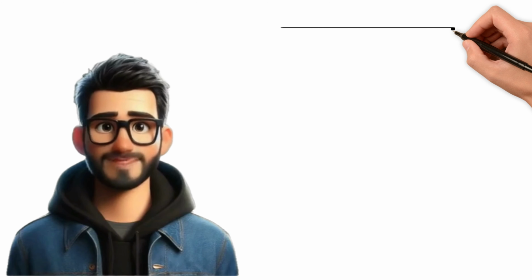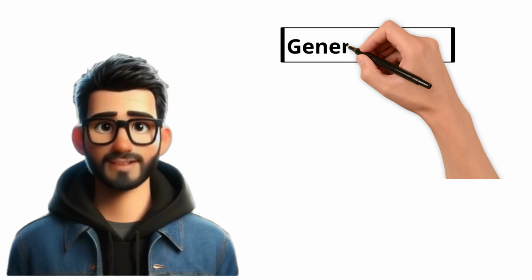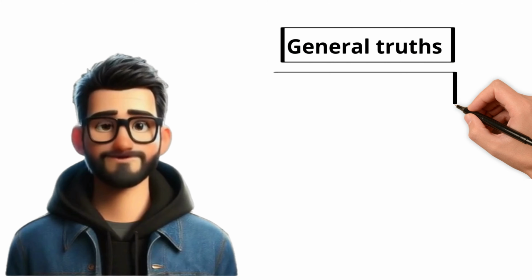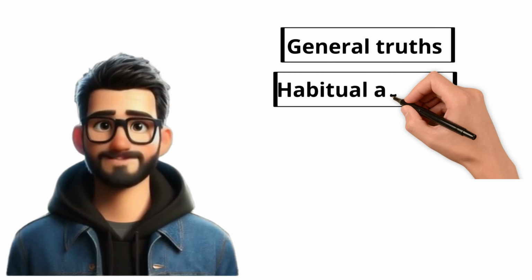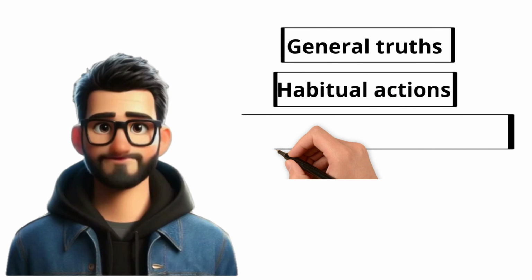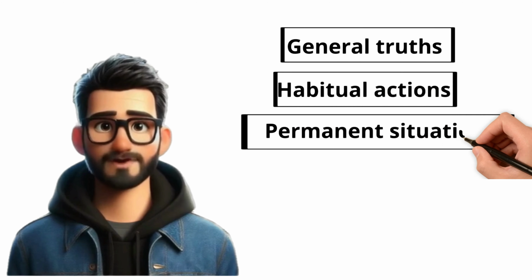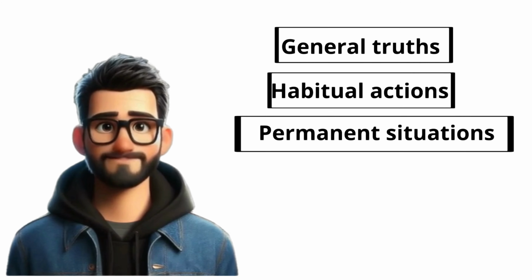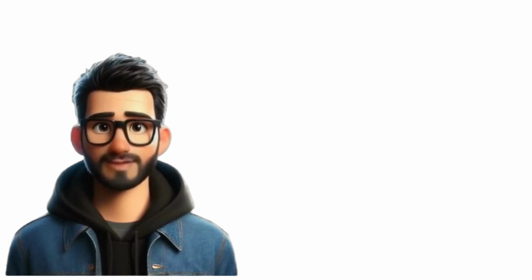Today we are going to learn the to be verb in present simple. But how do we use it? The present simple tense is commonly used to express general truths, habitual actions, or permanent situations. It is a fundamental part of English grammar. Let's have a look.